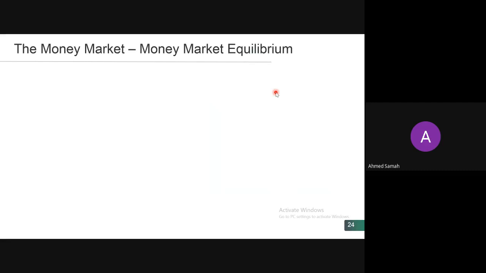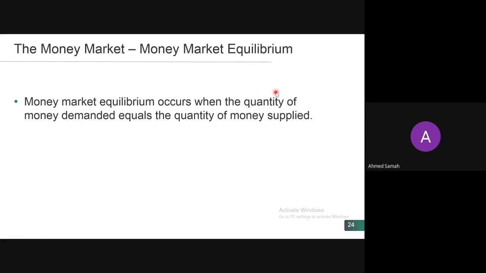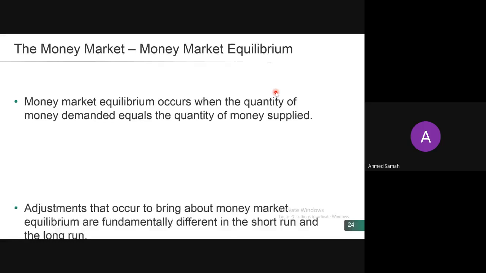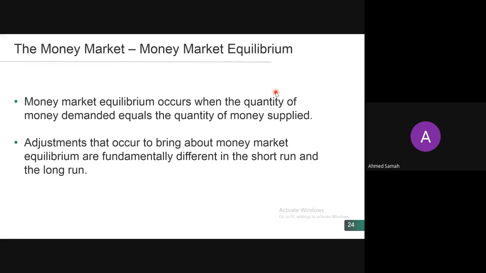So money market equilibrium occurs when the quantity of money demanded equals the quantity of money supplied. Easy, no? The adjustments that occur to bring money market equilibrium are fundamentally different in the short run and in the long run. So we will first look into the short run. In the long run, it's quite easy.